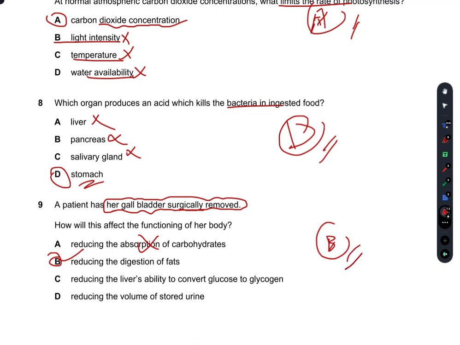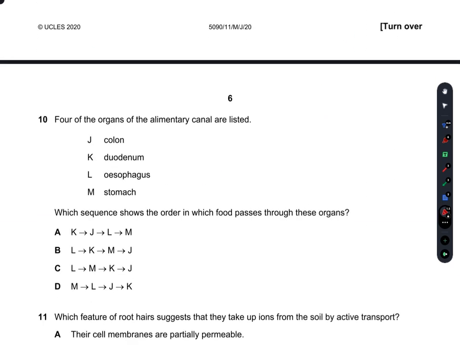B, reducing the liver's ability to convert glucose to glycogen, no. Reducing the volume of urine, no, this is again the renal portion, the renal tract is involved in D. So B, reducing the digestion of fats, will be an effect of removal of the gallbladder. So B is the right answer.